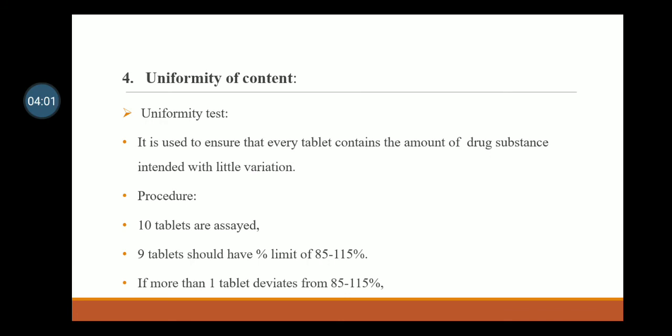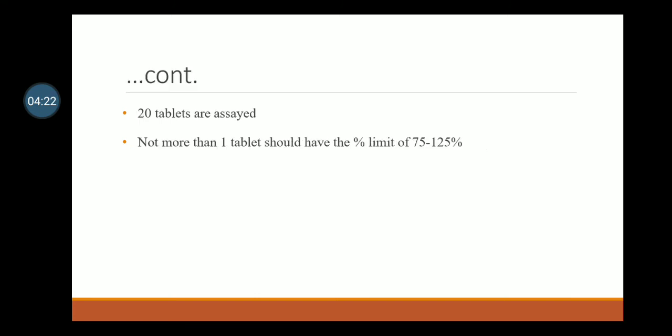Uniformity of content. This test is used to ensure that every tablet contains the amount of drug substance intended with little variation. Procedure: 10 tablets are assayed. 9 tablets should have a percentage limit of 85 to 115%. If more than one tablet deviates from 85 to 115%, 20 tablets are assayed. Not more than one tablet should have the percentage limit of 75 to 125%.